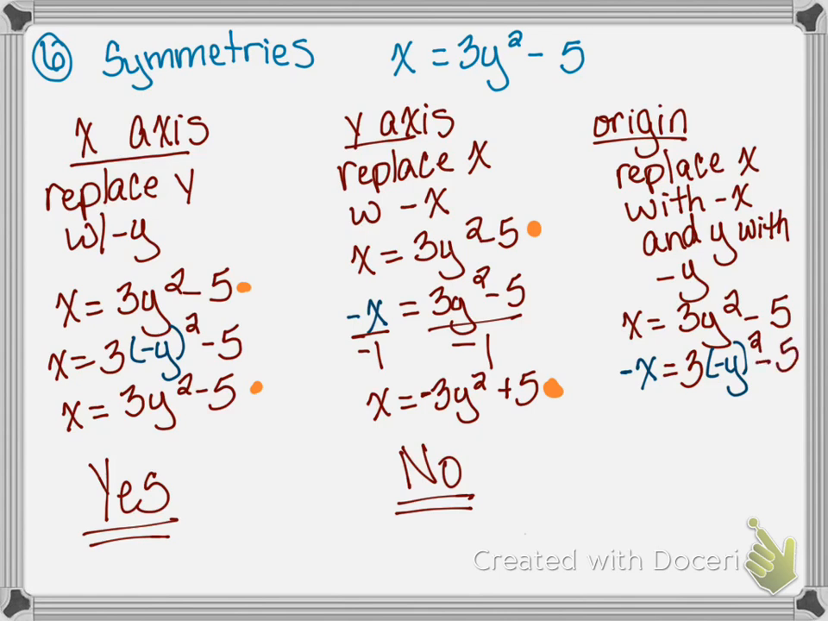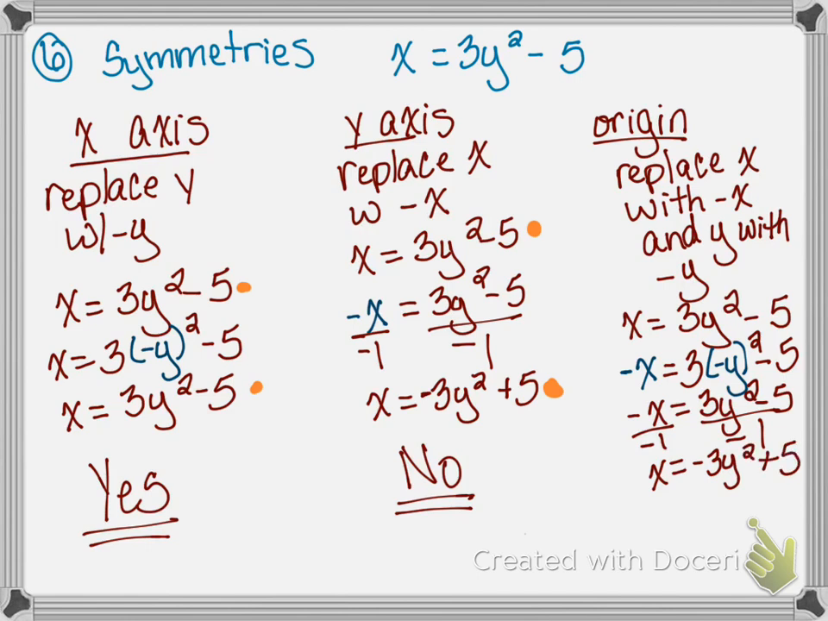So we're going to simplify as much as we can. I'm going to deal with my negative y first, because in the order of operations, we have to deal with exponents early. So I have negative 1y squared. The negative and the y is being squared, so that is going to make it positive y squared. So I have negative x equals 3y squared minus 5. Just like when we were testing for symmetry across the y-axis, I'm going to divide everything by negative 1, and I end up with x equals negative 3y squared plus 5.